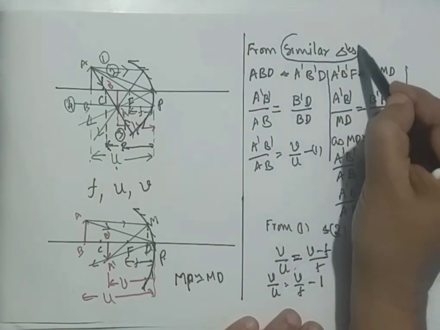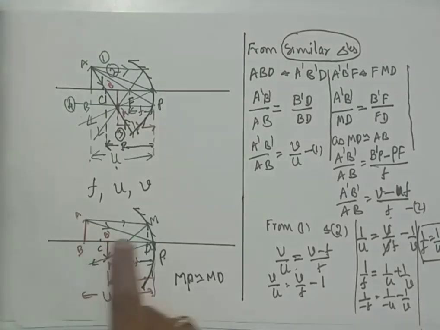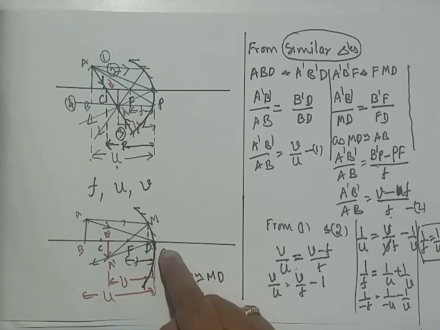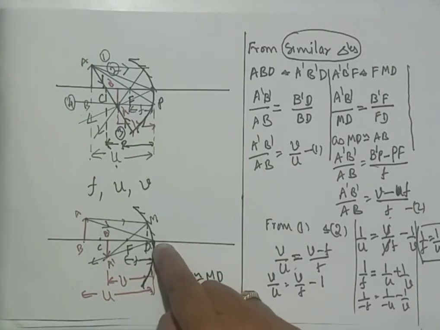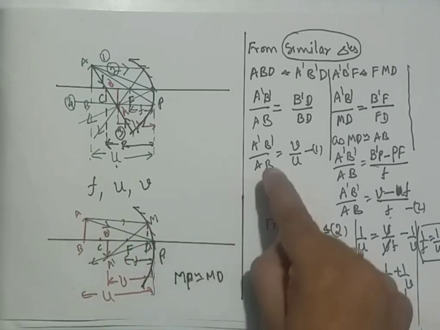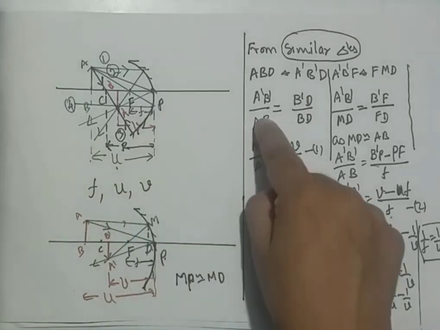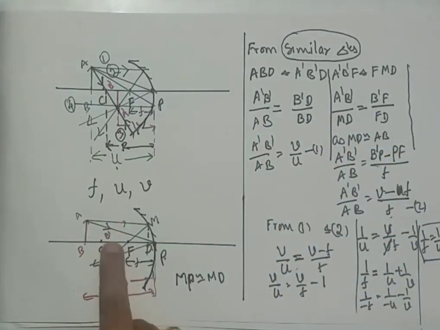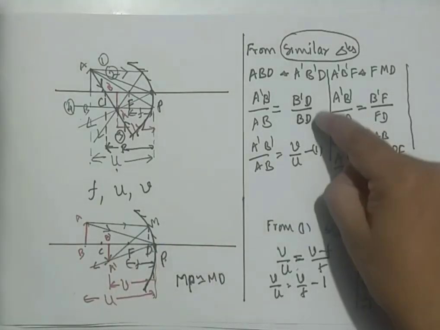You just remember similar triangles. By looking at the figure, you can easily guess similar triangles ABP and A dash B dash P. Or you can write P or D, both will do. So A dash B dash D are in one triangle, AB and BD are in another triangle. Therefore, I write down A dash B dash by AB and B dash D is the same as A divided by BD, what I have written.